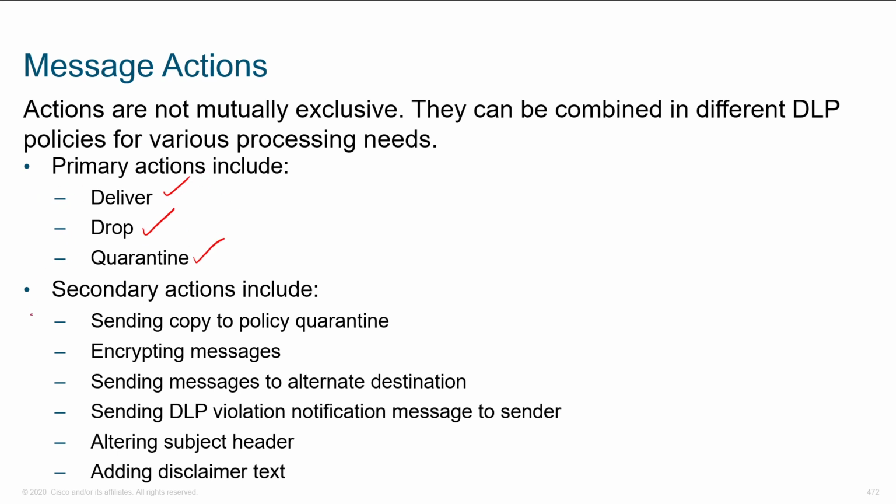Now, in addition to this, we can add additional steps. Send a copy policy to quarantine, encrypt the message, send message to alternate destination, like forward it to investigations@cisco.com. Send DLP violation notification message to the sender. So it's like, hey, you tried to send something nasty and it's been reported. It's not a good feeling to get. We could alter the subject header, and then we could add a disclaimer as well.